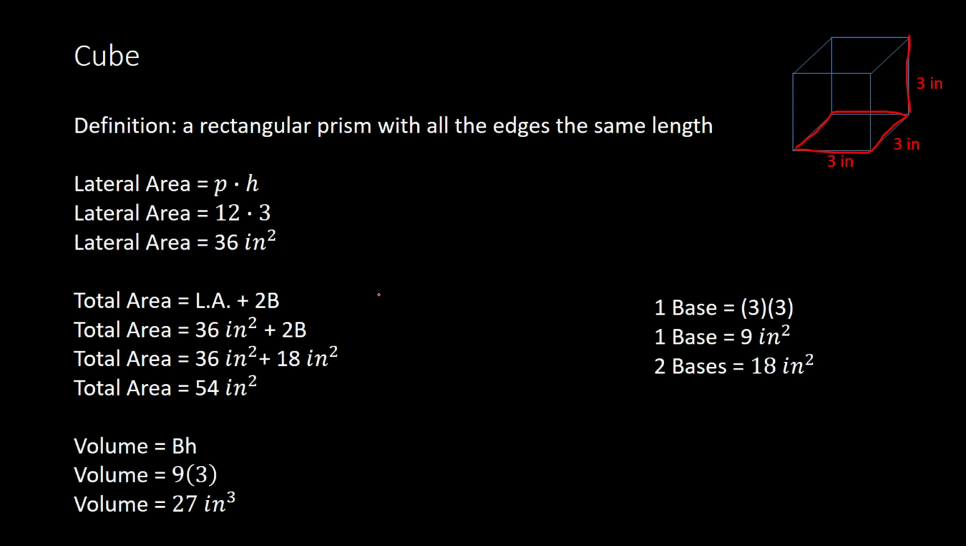Total area, if we think of this, every side, including the top and the bottom, are all squares. Well, the area of a square would be side times side. So side times side would give you the area of one square. So one square would be side squared. But with a cube, we have 6 sides, so we have 6 times s squared. So this is a shortcut formula that we can use to find the total area.